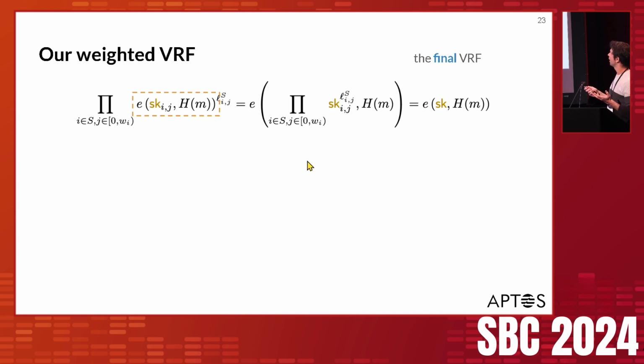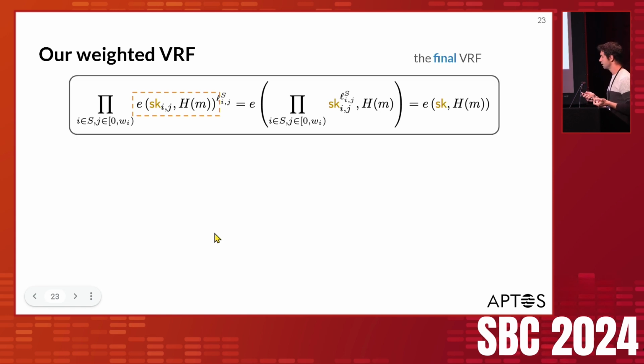The question is, how do I get these? One naive answer is each validator computes it, but that would actually not have constant share size. And another question would be, how do you verify it if you were to do that? So here's how we actually handle that problem.